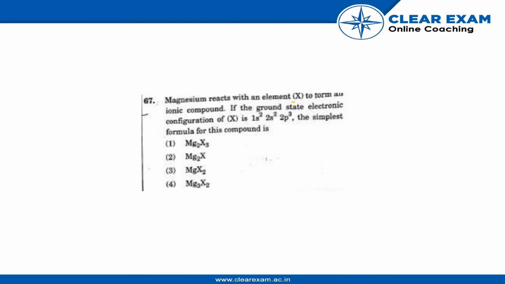What we have to do in this question is find out the element X. We have to find the element X that reacts with magnesium to form an ionic compound, where 1s2, 2s2 and 2p3 is the electronic configuration in the ground state of X. So using these three pieces of information provided to us, we have to find the correct option out of these four. So let's see what's the correct answer.